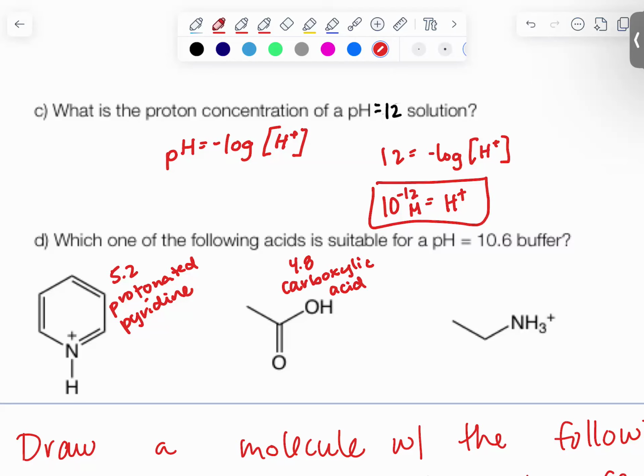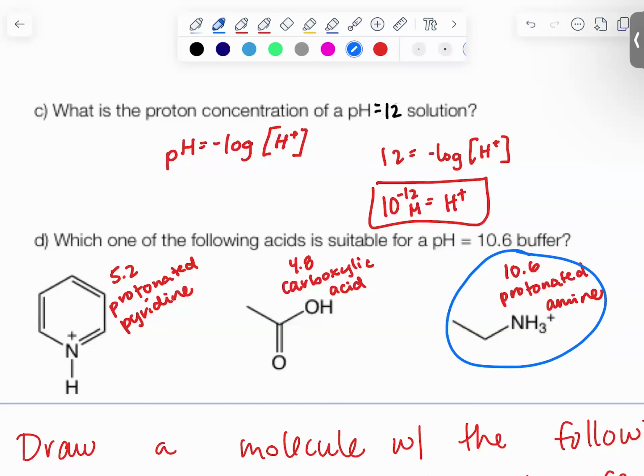Okay, and what about the last one? What is the pKa? And what functional group is this? Protonated amine. This is our correct answer, because that pKa is close to the pH that we want to buffer at. Yes, we agree? We're ready to move on?